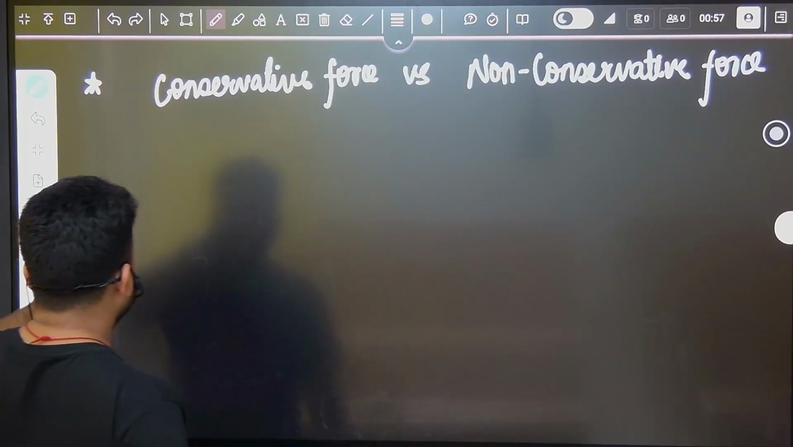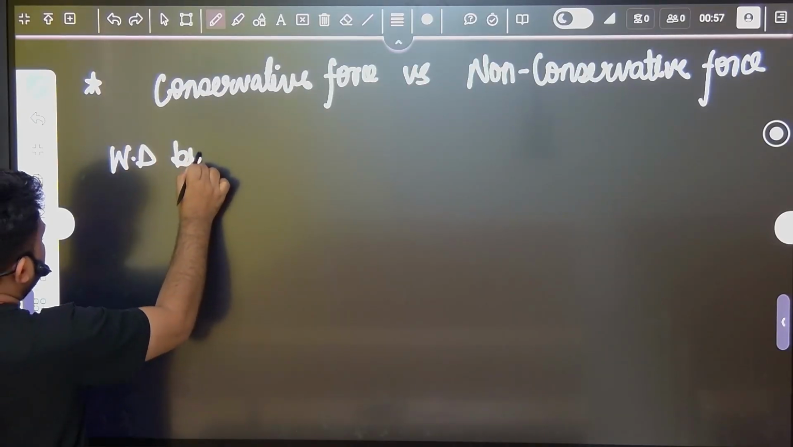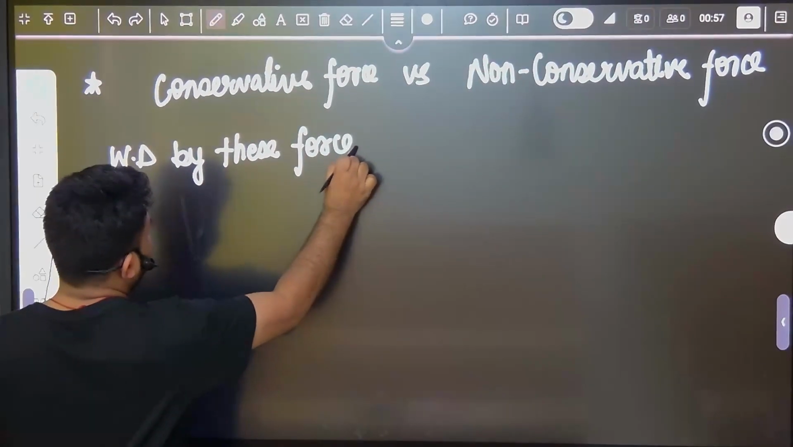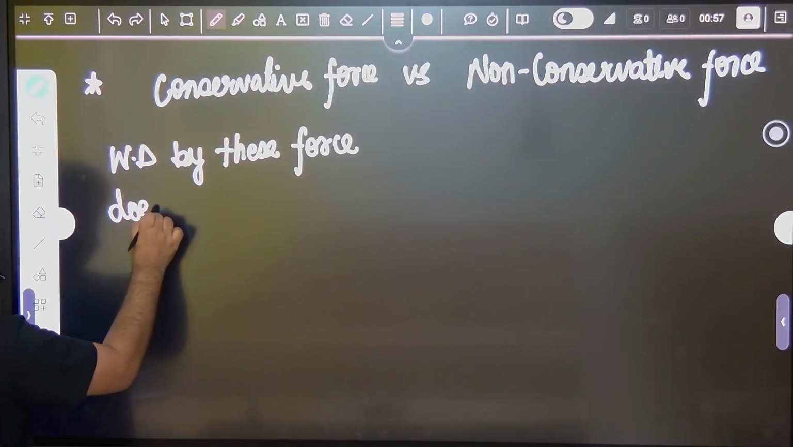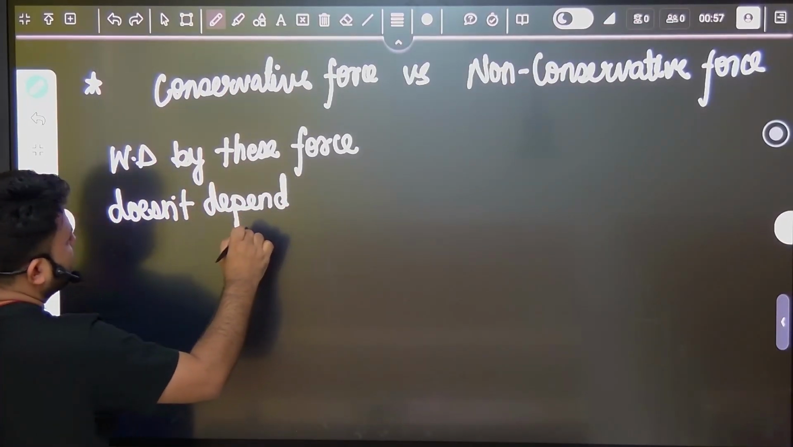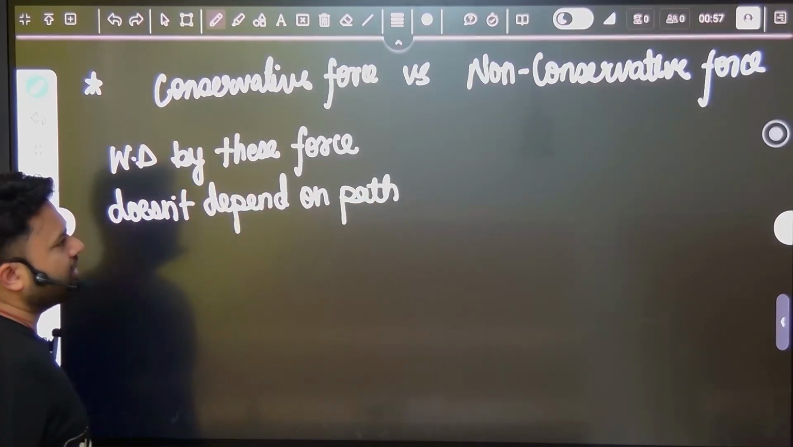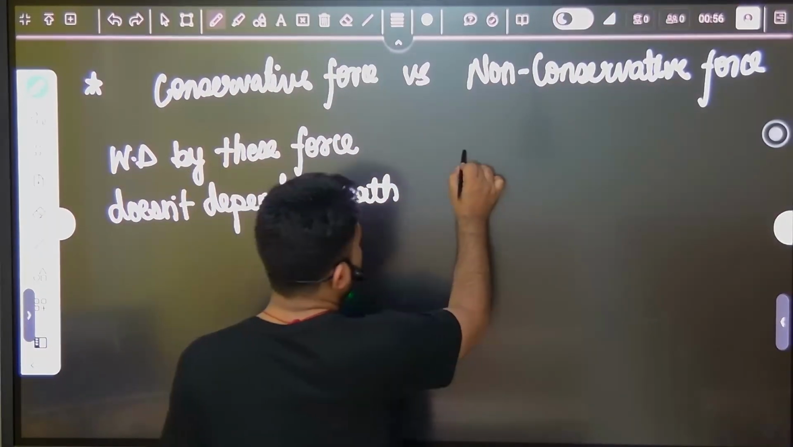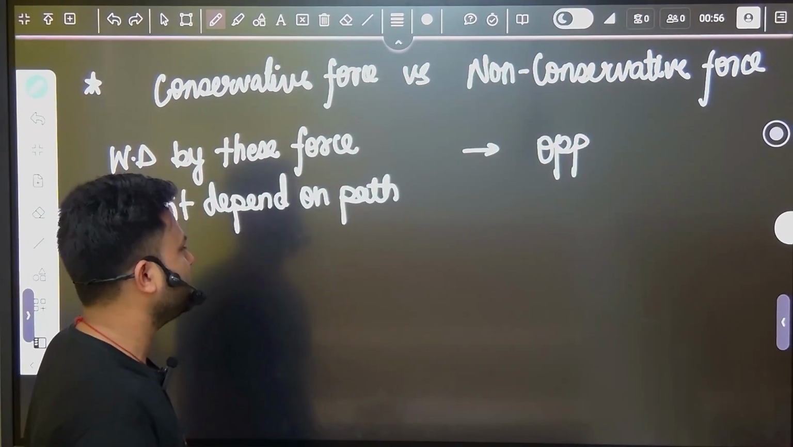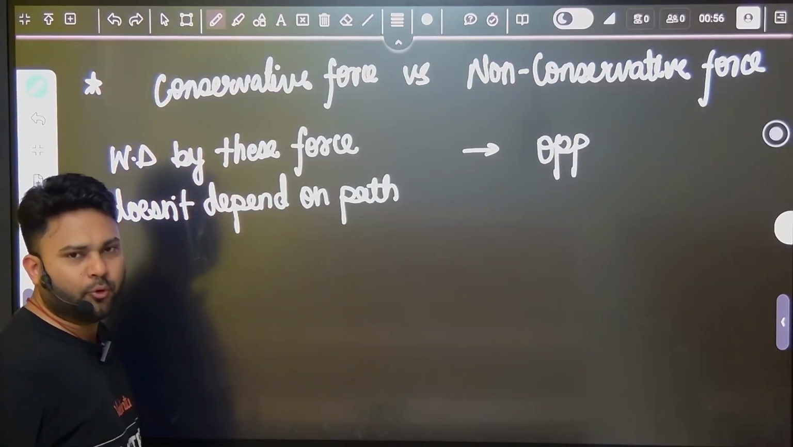Similarly, conservative forces are those forces whose work done does not depend upon path. It depends upon initial position and final position. Here, non-conservative, just opposite, means it depends. So just opposite, I am writing, I will not write the entire sentence. Second point, I will explain it further.